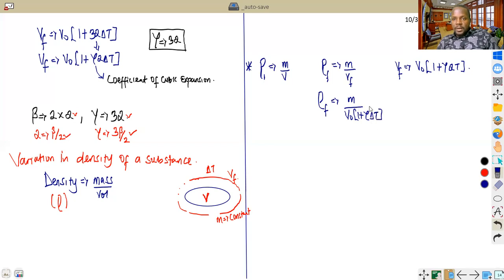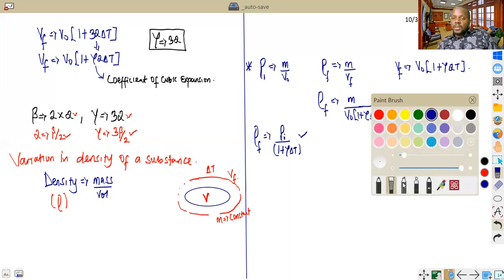Remember that the initial volume, which I take as V naught here, gives the initial density as mass over V naught. So if I do that, M over V naught is the initial density, rho initial. So the final density, rho F, is equal to rho initial over 1 plus gamma change in temperature. This is the expression we use for the variation of density, which students can also keep at the back of their mind.